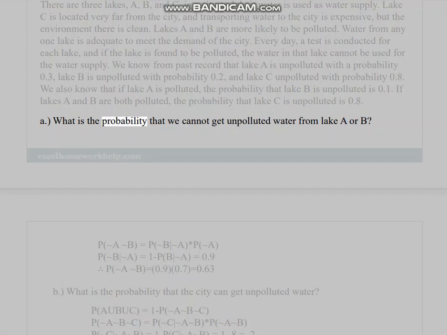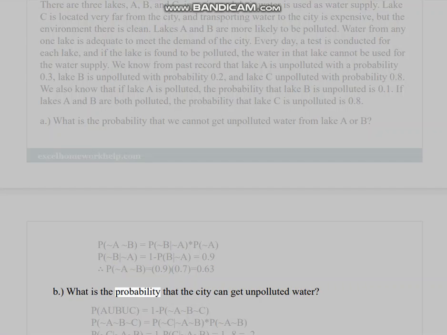A. What is the probability that we cannot get unpolluted water from Lake A or B? P(A'B') equals P(B'|A') times P(A'). P(A') equals 0.7, P(B'|A') equals 0.9, so P(A'B') equals 0.9 times 0.7 equals 0.63.